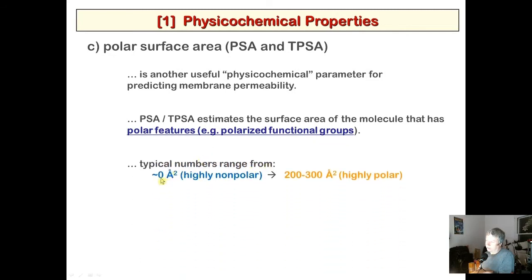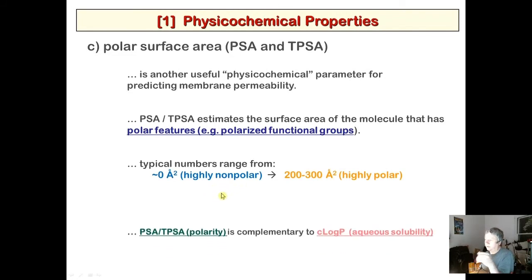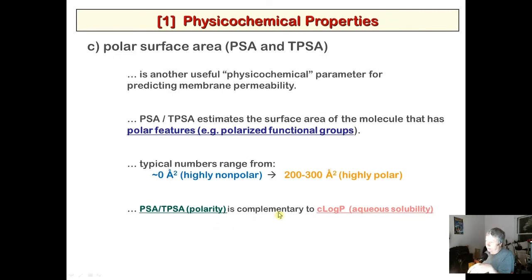Numbers range from about 0, which is very nonpolar, to maybe 200 to 300, which is highly polar. Drugs are in the mid-to-low range, so a drug can't be extremely polar. It's got to have a little bit of lipophilicity to travel through a membrane. So it's complementary to C log P in some ways. When we use this to determine drug likeness, the two will be compared side by side.